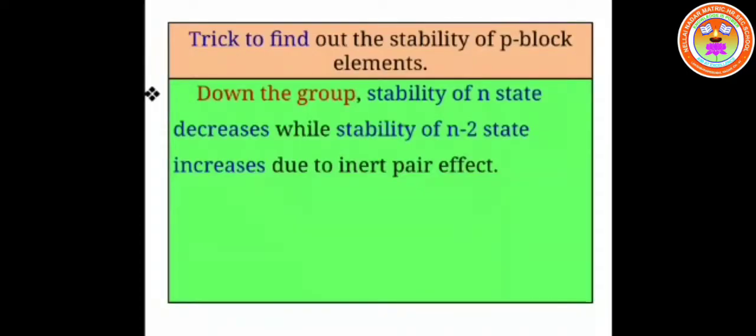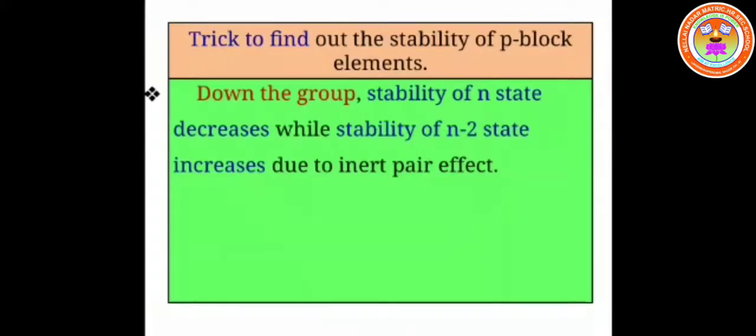See, how to find the stability of p block elements. Here we have a trick to find out the stability of p block elements. Down the group, the stability of the n state decreases while the stability of the n-2 state increases. And this is purely because of the inert pair effect.